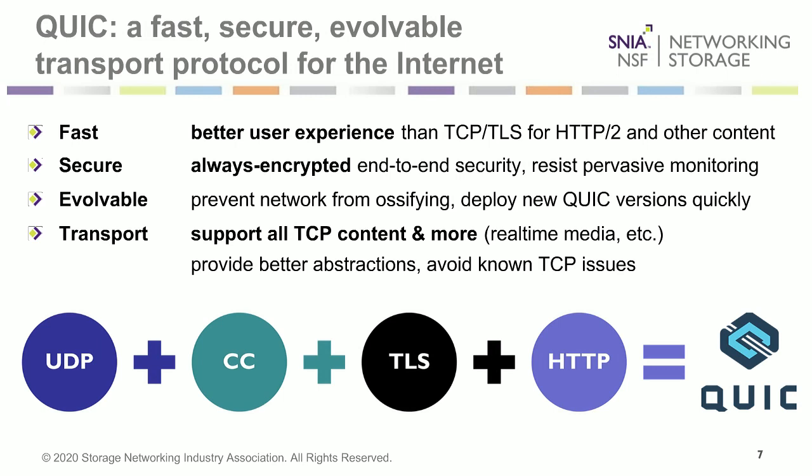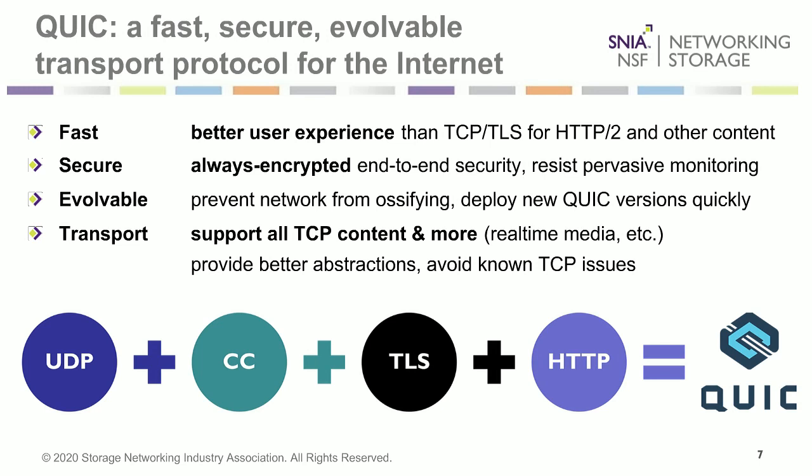So in a nutshell, QUIC tries to hit a few important points at the same time. It's supposed to be a fast transfer protocol for the internet, meaning it's supposed to deliver better user experience for web traffic and potentially other content in the future, better than the current standard, which is TLS over TCP carrying HTTP2. It's supposed to be more secure, ideally, than the protocol I just mentioned. So QUIC is always encrypted. There's no plain text mode in QUIC. It's end-to-end encrypted. And we're trying to make it both resistant to massive surveillance, but also prevent the network from making assumptions about QUIC that will lead to ossification, like we've seen with TCP.